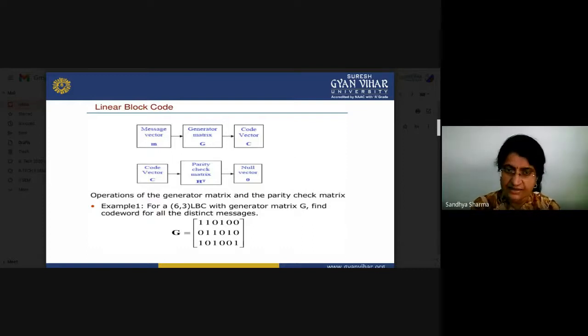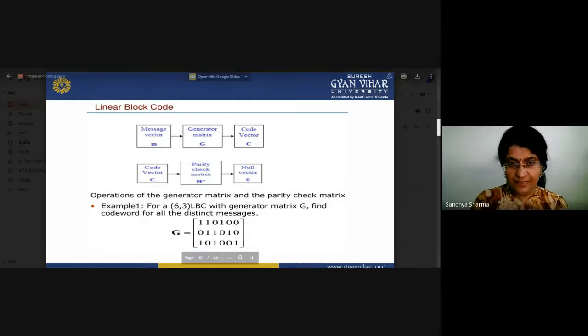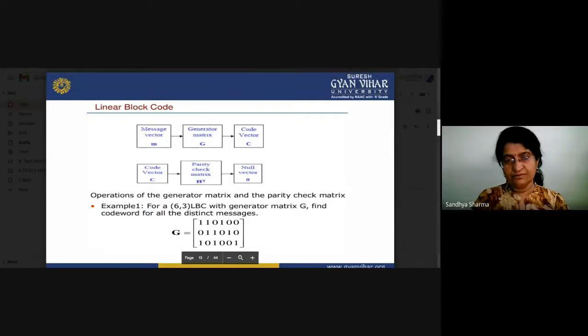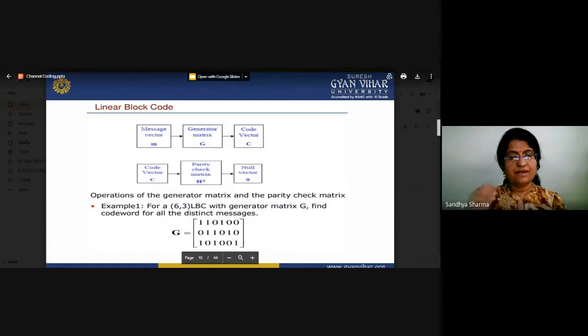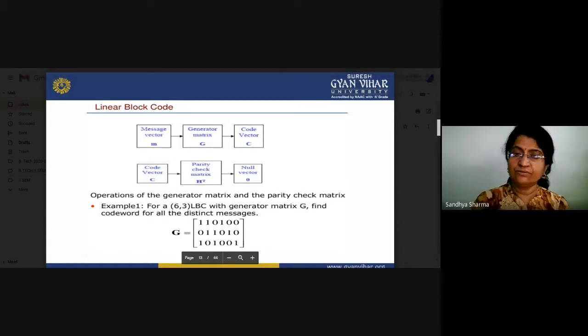So now here n is equal to 6 and k is equal to 3, which means you are given the 3 into 3 identity matrix, that is the k into k identity matrix. You can see here, this is the identity matrix 100, 010, and 001. And what about the parity check matrix? That is already given in the generator matrix.